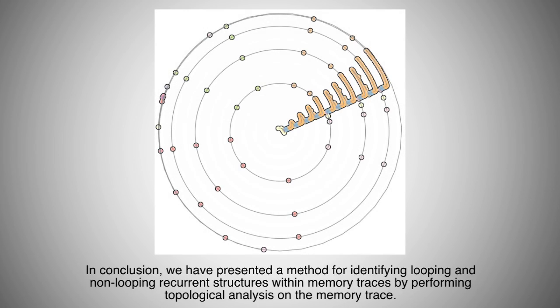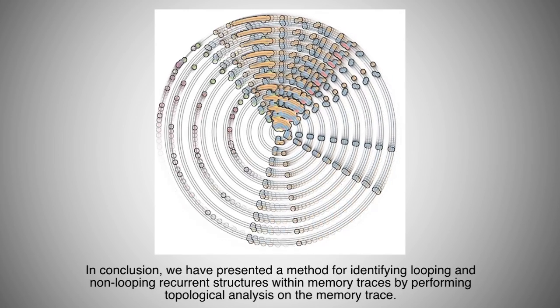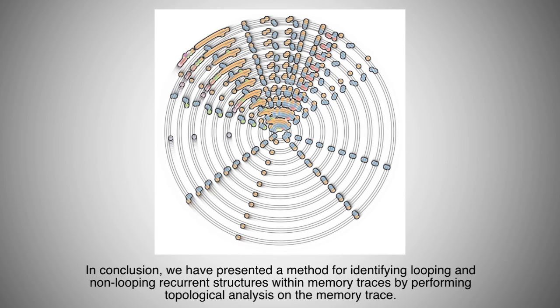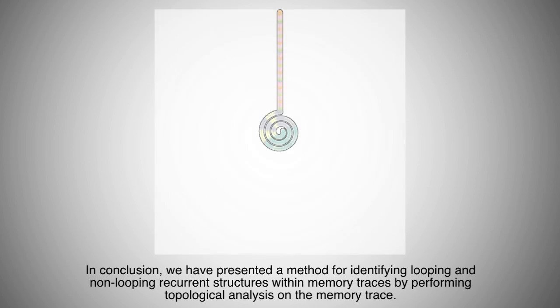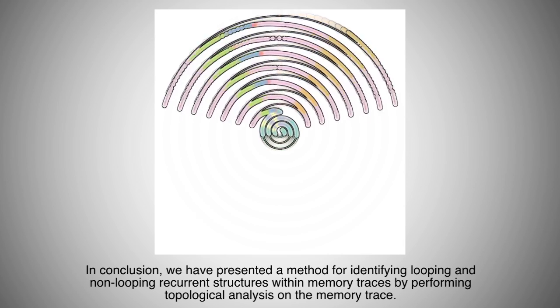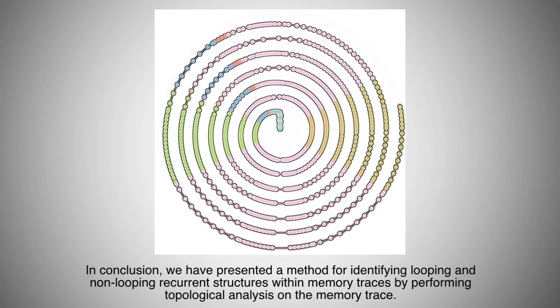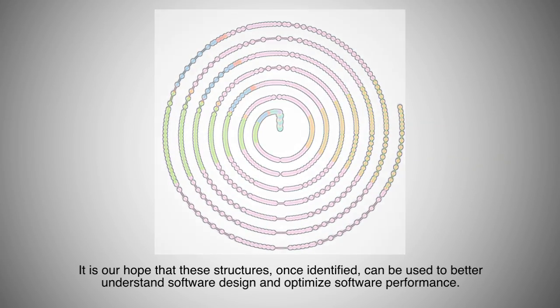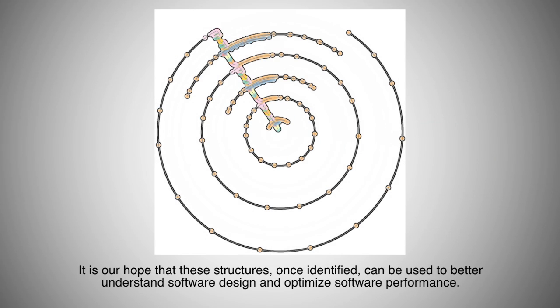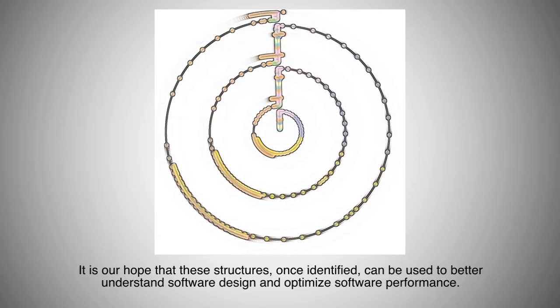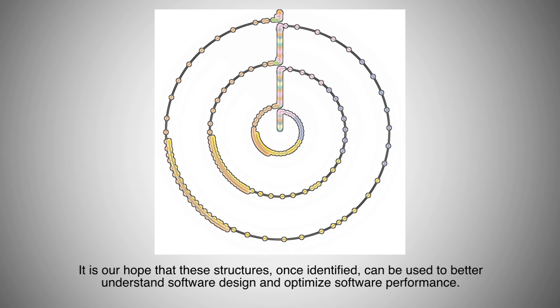In conclusion, we have presented a method for identifying looping and non-looping recurrent structures within memory traces by performing topological analysis on the memory trace. It is our hope that these structures, once identified, can be used to better understand software design and optimize software performance.